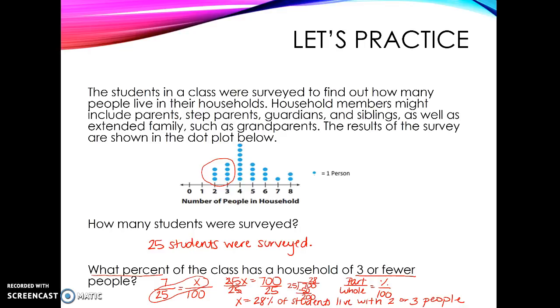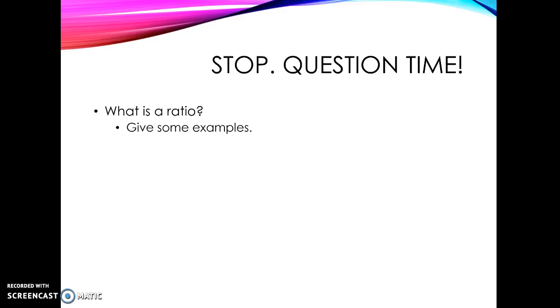All right, moving right along. So next, what is a ratio? So guys, a ratio is, we talked about this when we were talking about rational numbers. We said a rational number can be written as a ratio, meaning a fraction or a decimal.